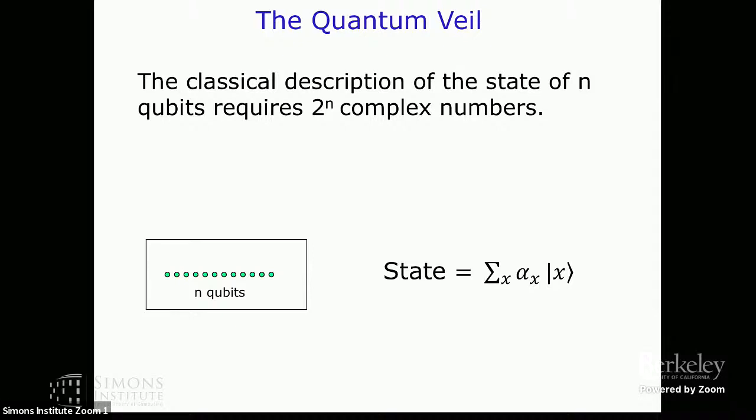The classical description of an n-qubit state is this exponential superposition, right? It's a 2 to the n dimensional complex vector, where each amplitude corresponds to a particular configuration, a particular n-bit string. And of course, when we measure, we don't get to see the superposition. We get to see almost no information at all, just an n-bit string.